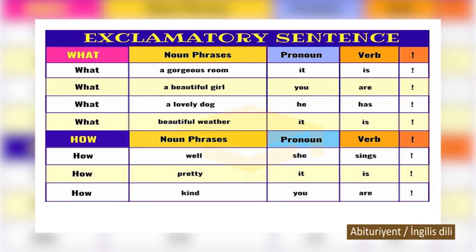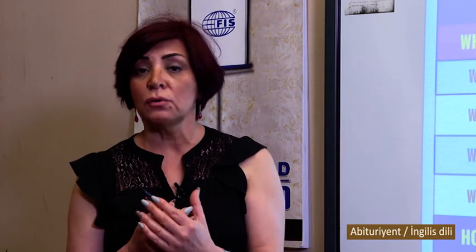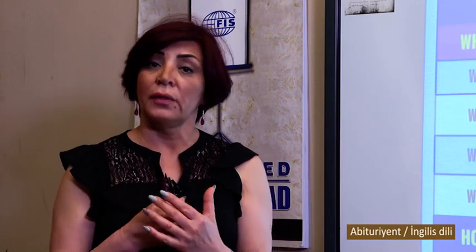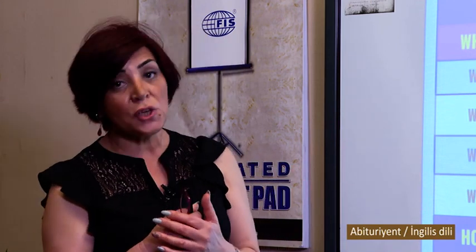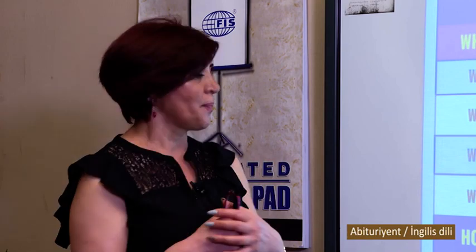So again, at the end, exclamation mark. And what about how? With how, we use how well. After how, we can use adjective and adverb. But with what, no adverb. Don't think about adverb, only adjectives, because after what, we use noun. And you know that noun is described by adjectives but not adverbs.